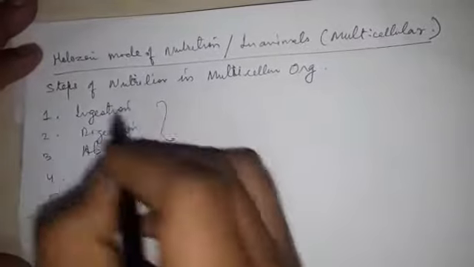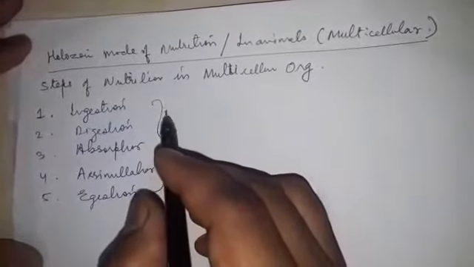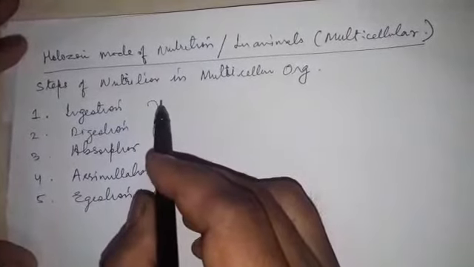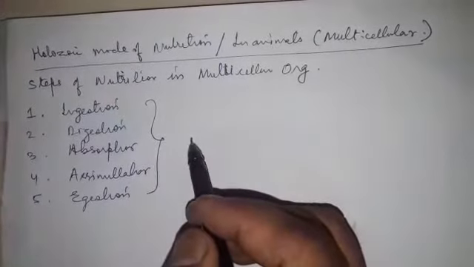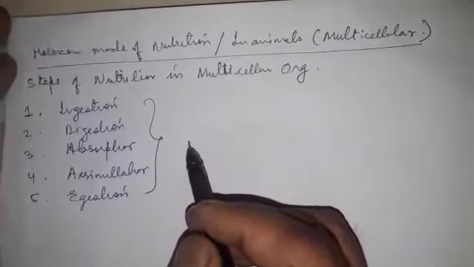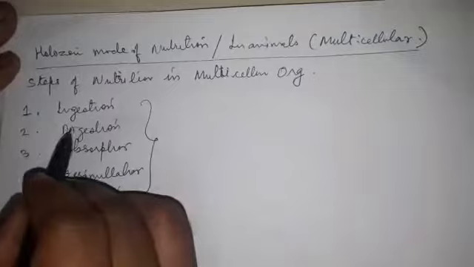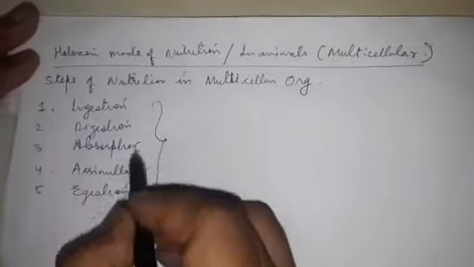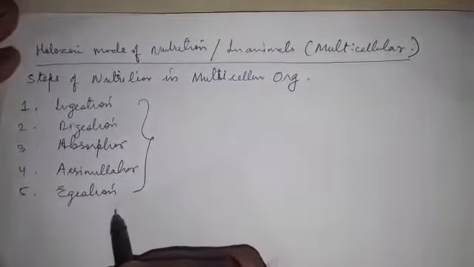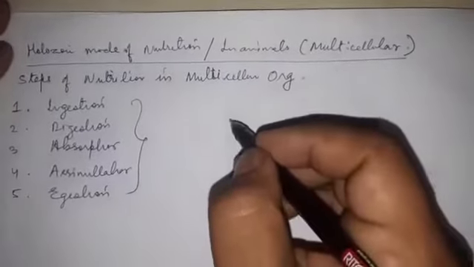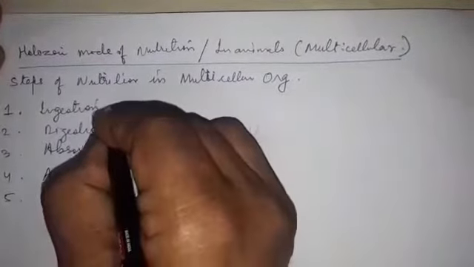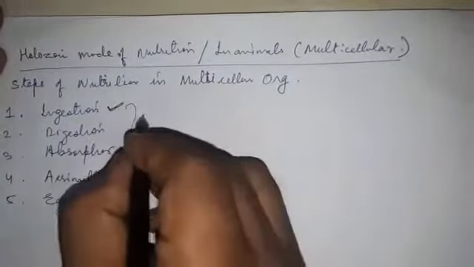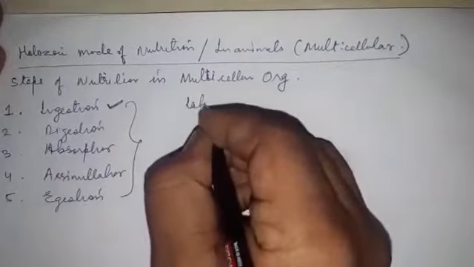I have already sent you the videos related to this chapter, and the chapter as a whole also I have just sent you the video. But as a revision, we will be quickly discussing these 5 steps of nutrition. Okay, so very quickly let us see that. The first step is ingestion. Ingestion means taking in of food.